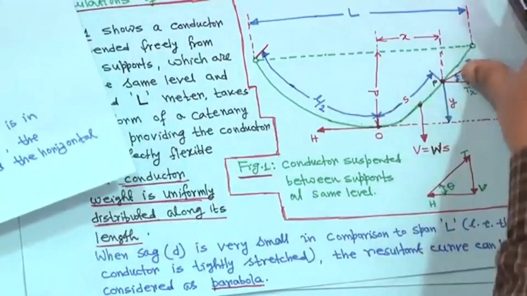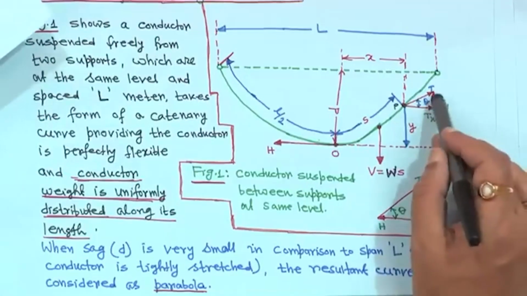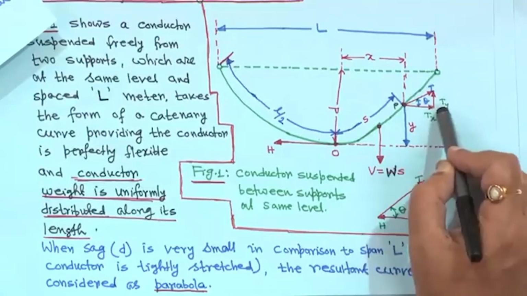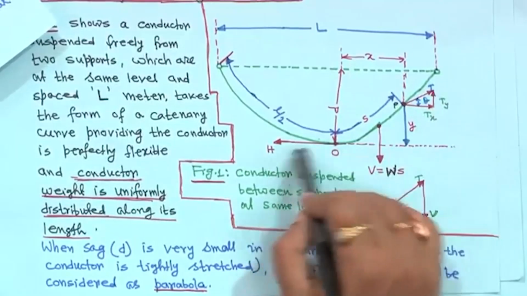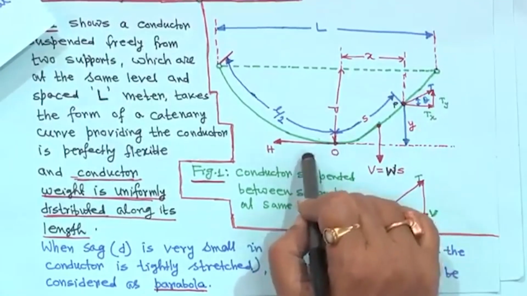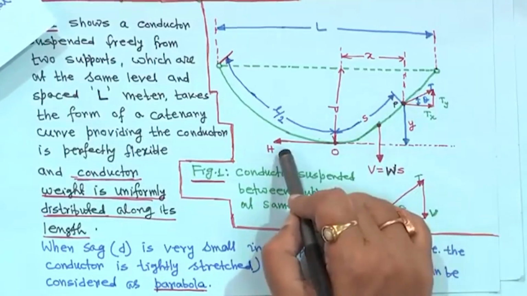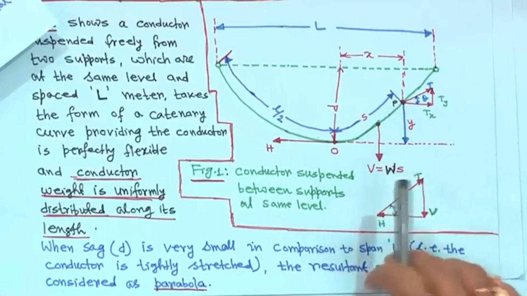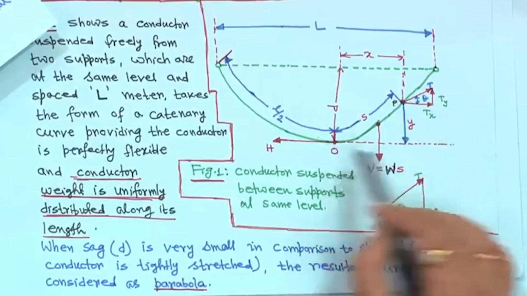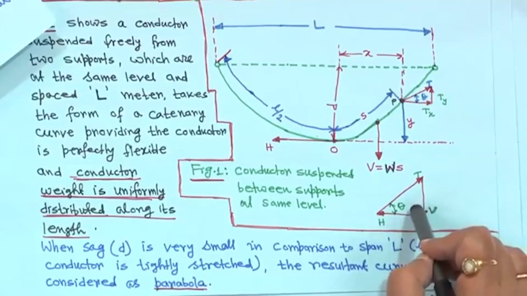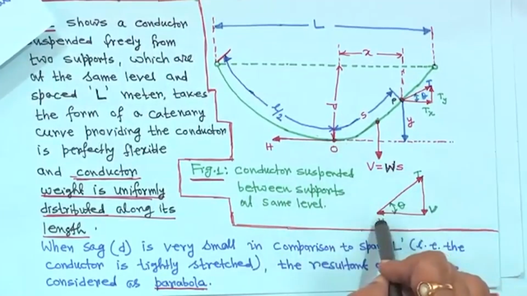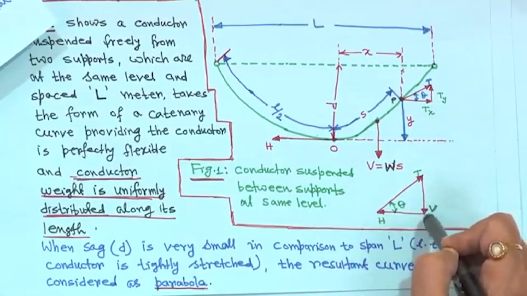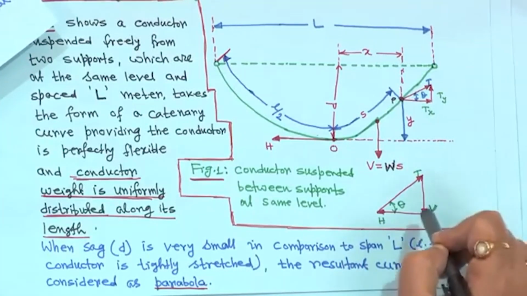In that case, the tension T can be resolved into two components: one is the horizontal component T x, another is the vertical component T y. If you see the force or tension balance equation, then T x is equal to H, the horizontal tension, and T y is equal to V, which is equal to W s. If we make a triangle in this figure, this is the horizontal tension H, and this is T y, that is V acting downwards. So T y is equal to V, and T x is equal to H.